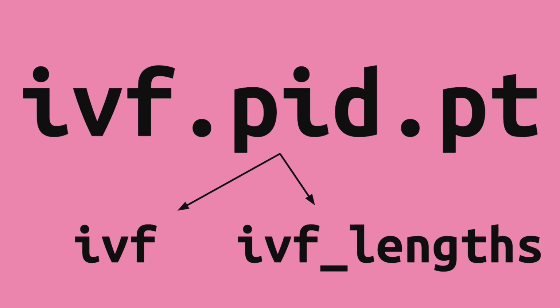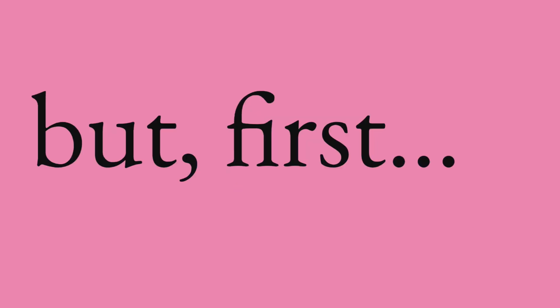So the ivf.pid.pt file contains two tensors. First is ivf, which is the sequence of unique passage IDs for each centroid concatenated together. And then we have ivf lengths, which is also a tensor where each value is the number of unique passage IDs for the centroid IDs that it corresponds to, where the centroid IDs are the indices of that tensor.